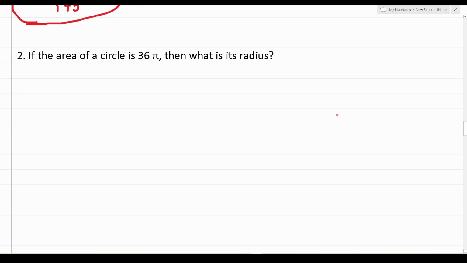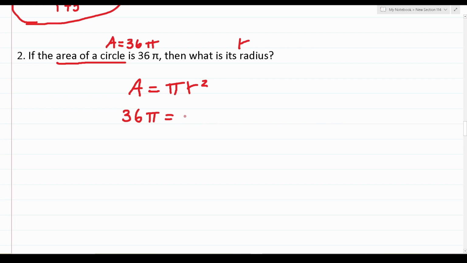All right, so number 2 says, if the area of a circle is 36 pi, then what is its radius? All right, so we know we're working with the area of a circle, so let's write down that formula. Area equals pi r squared. In this case, we were told that the area of this circle is 36 pi, and we want to figure out what its radius, or r, is. So in place of A, I'm going to go ahead and plug in 36 pi. This becomes 36 pi equals pi r squared. And again, we're trying to figure out what its radius, or r, is. So we're going to be solving for r in this case.